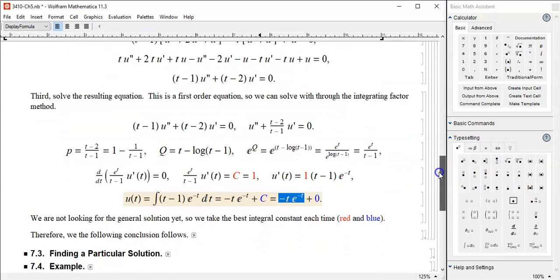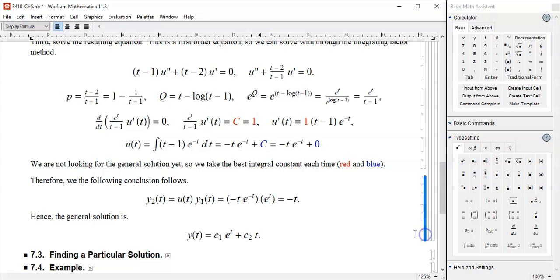And therefore, finally, y2 is u times exponential. We get negative t e to the t power. So y1 is e to the t power. Y2 is negative t e to the t power. So the general solution will be a constant times the first, and then some constant times negative t e to the t power.